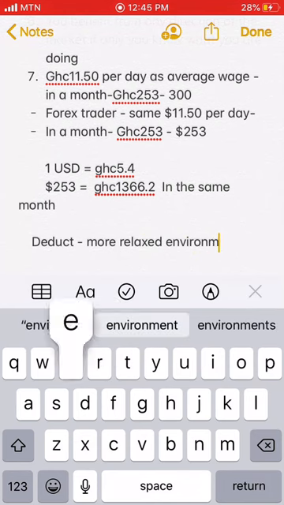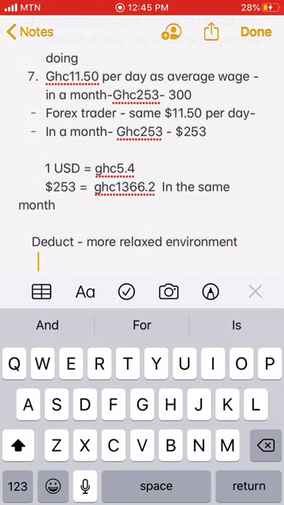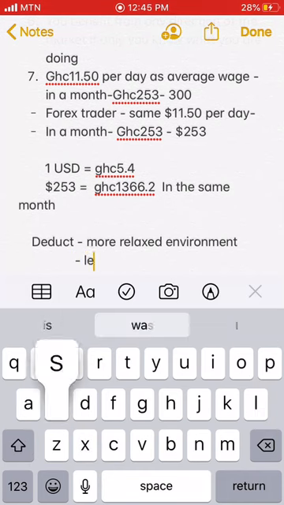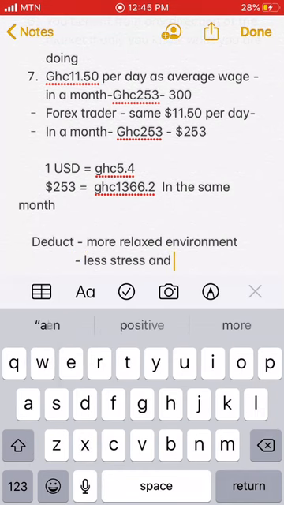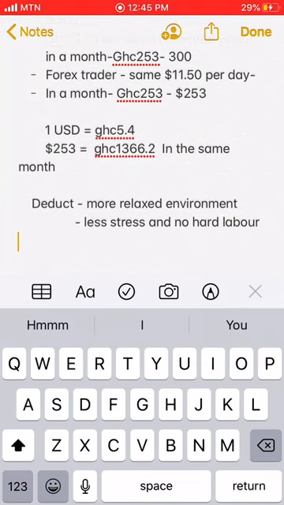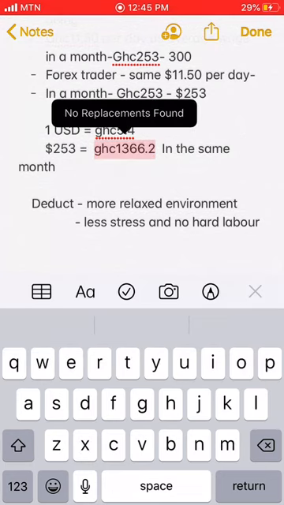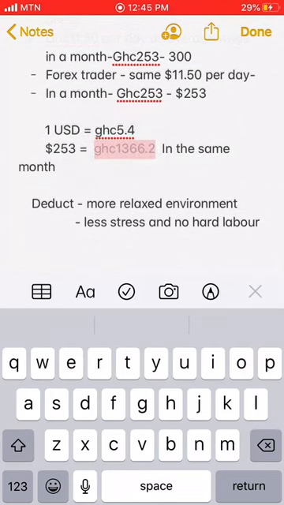Which means if you deduct it, you are in a more relaxed environment, less stress and no hard labor. Okay, no hard labor. You'll be okay. So we have boys now coming.